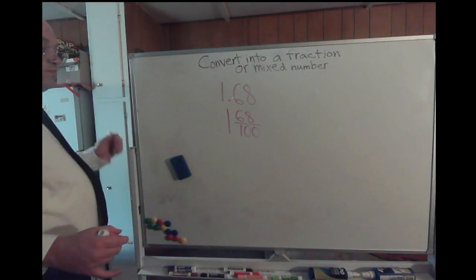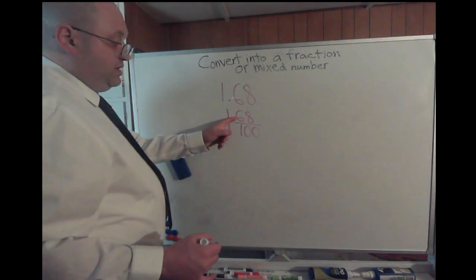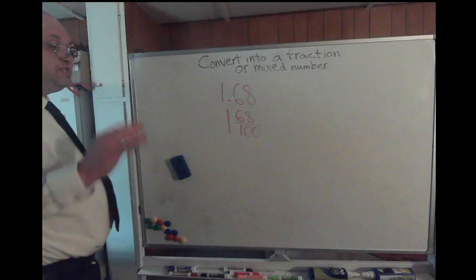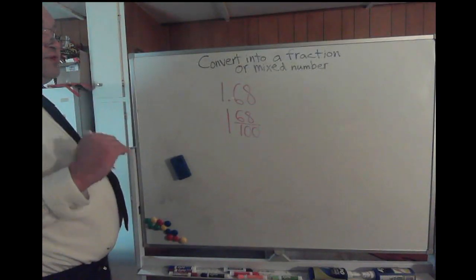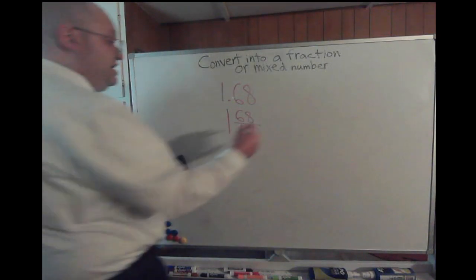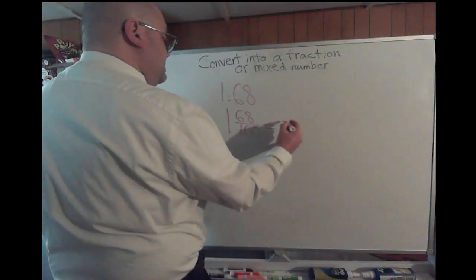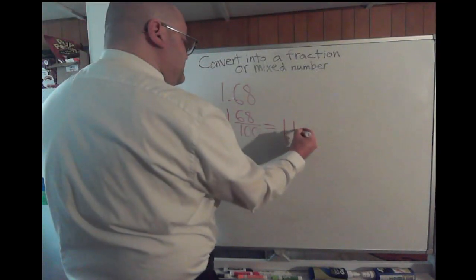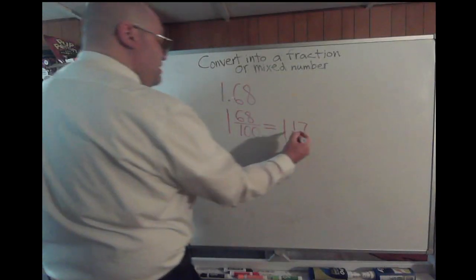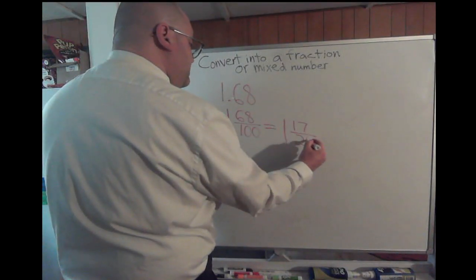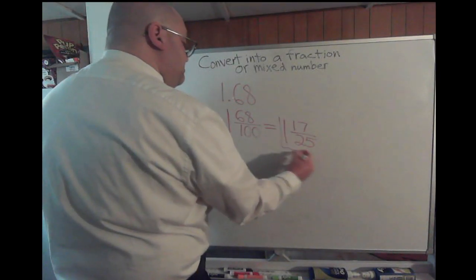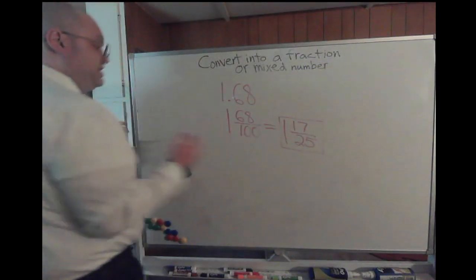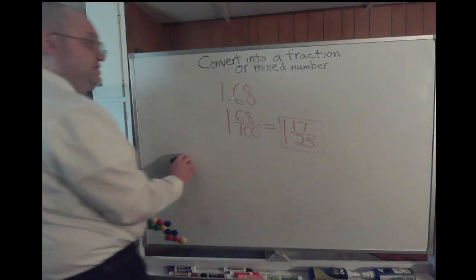Well, we can definitely right away notice that the 68 and the 100 have common factors that will reduce. They both have a common 4, as it turns out. So if you divide 68 by 4, you'll get 17. You divide 100 by 4, you'll get 25. So the mixed number is going to be 1 17/25ths.